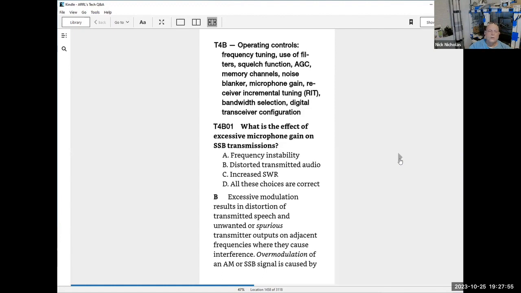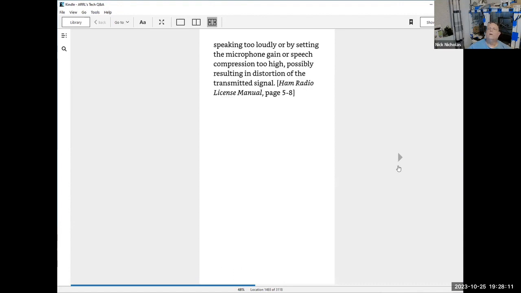Spurious signals are signals you don't want. They weren't intended. Splatter is bandwidth that's too wide. Okay. So modulation, it says down below, overmodulation of an AM or single sideband signal, basically speaking too loud or setting a microphone gain too high, will result in distortion of the transmitted signal.